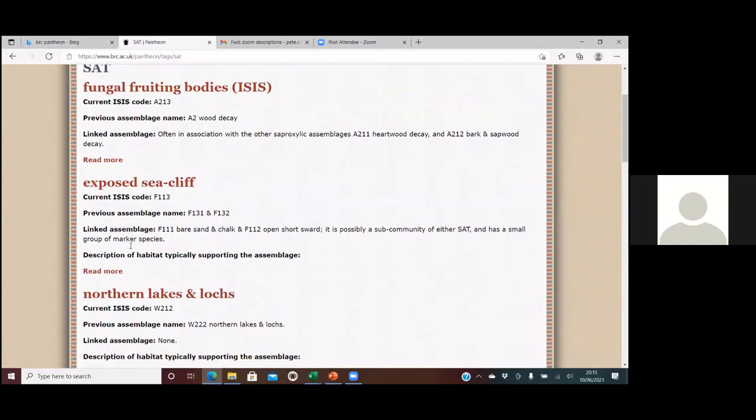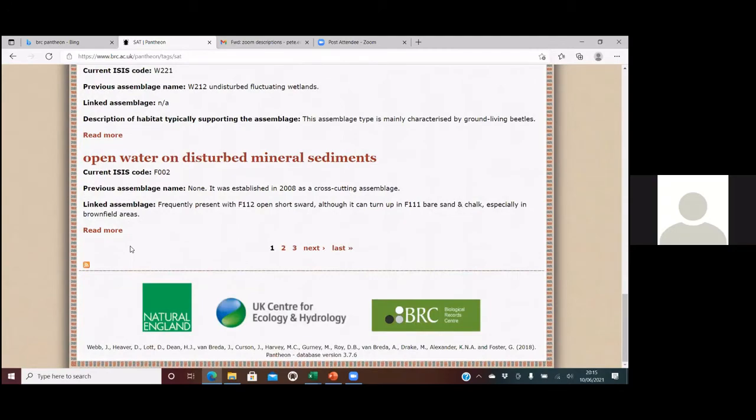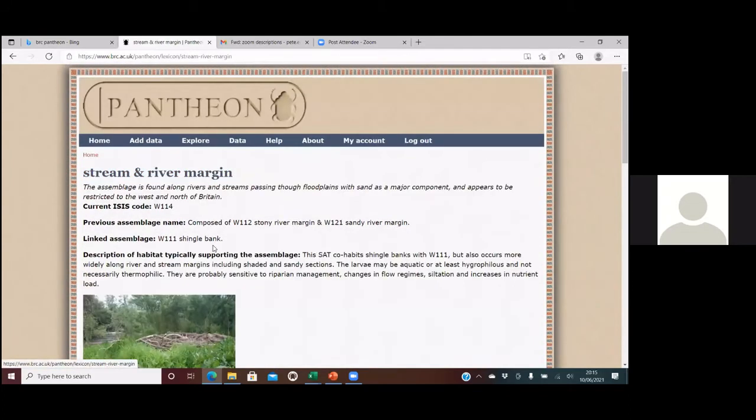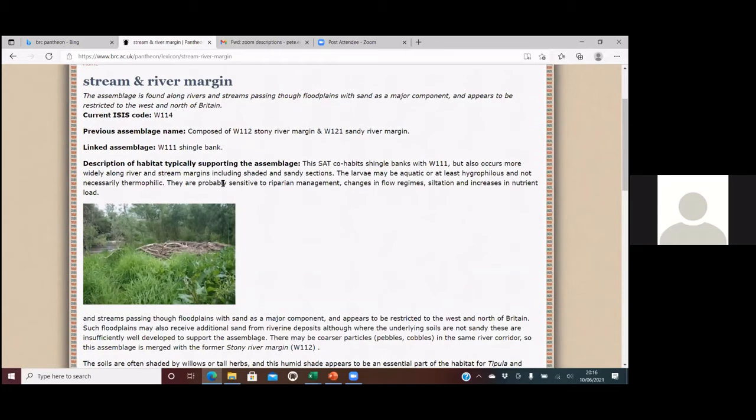Let's look at a couple of wetland sites now. So we're going to look at stream and river margins, W114. So this was an assemblage that previously was engineered in a slightly different way, and composed of two particular assemblages which were joined together. This cohabits shingle banks, which is W111, but also occurs more widely along river and stream margins.